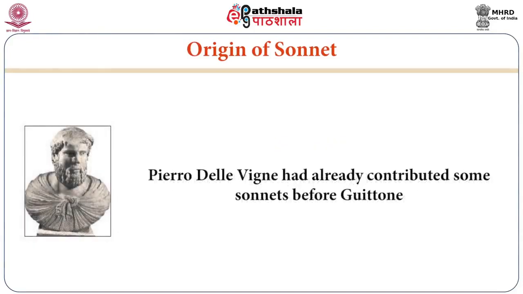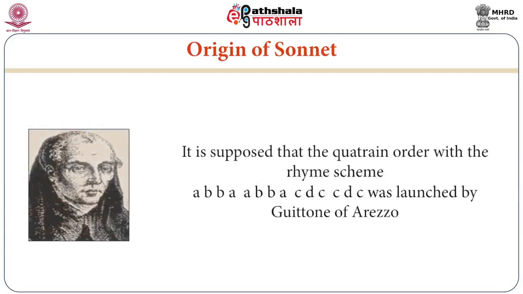Theodore Watts Dunton, in his article in the earlier edition of the Encyclopedia Britannica, refers to Guittone of Arezzo as the first sonneteer. Piero della Vigna had already contributed some sonnets before Guittone. It is supposed that the quatrain order and the rhyme scheme ABBA, ABBA, CDC, CDC was launched by Guittone of Arezzo.